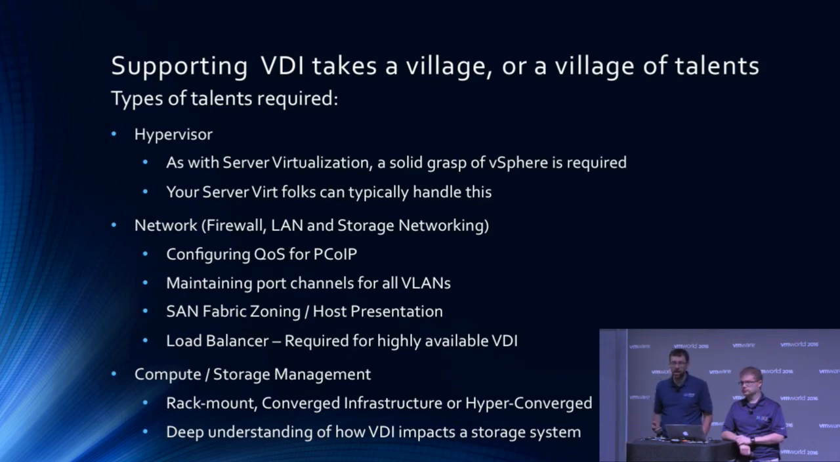On the network side, you have to have somebody that understands firewall, LAN, storage, networking. Configuring QoS for PC over IP is a really good thing to do, so that you don't have to worry about your backups throttling your network and causing problems like we've dealt with in the past. Maintaining the port channels for all VLANs is a really big deal, because I am not a Cisco guy, but if I have to add another VLAN to a port channel and it's done wrong, well, now everything's offline, and they blame this virtual desktop environment. Everything's VDI's fault, because if you have a zero client, all they know is that they just got a login screen back again.